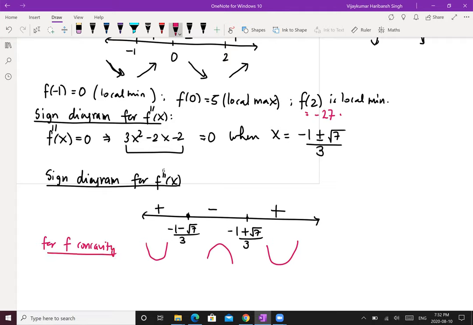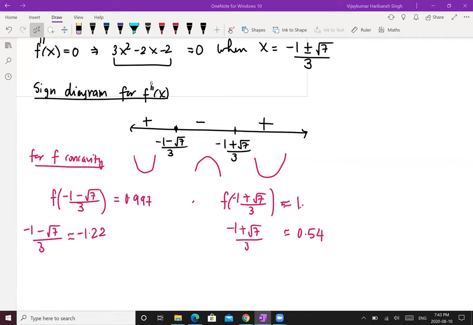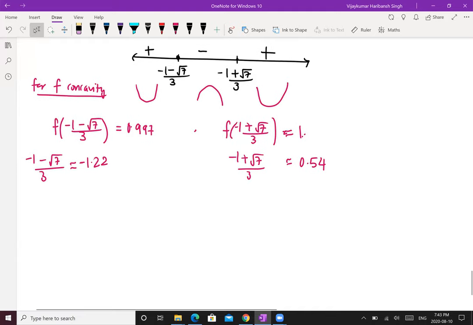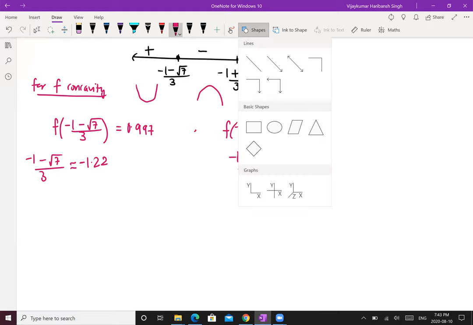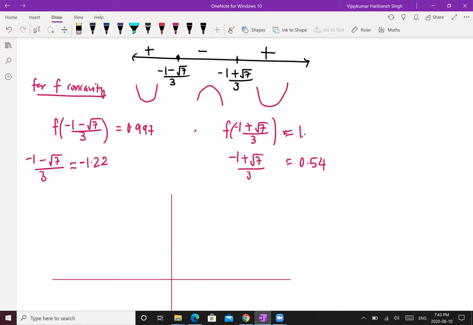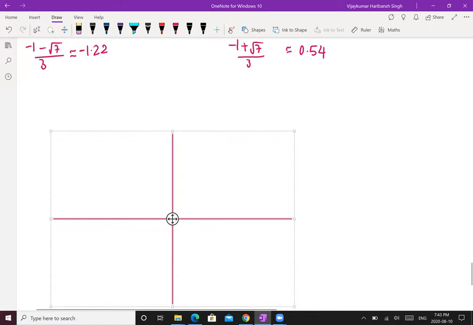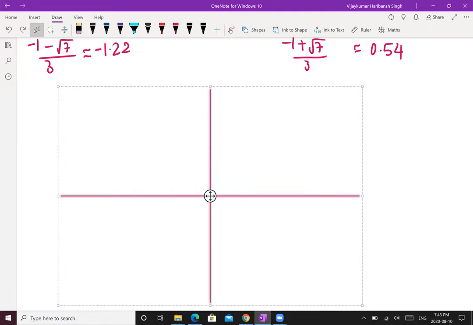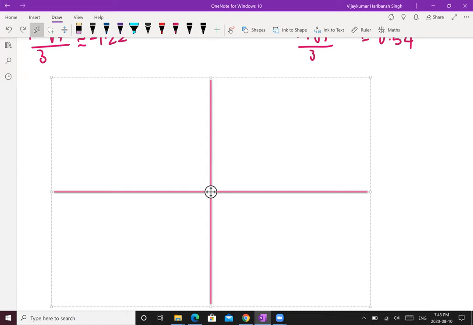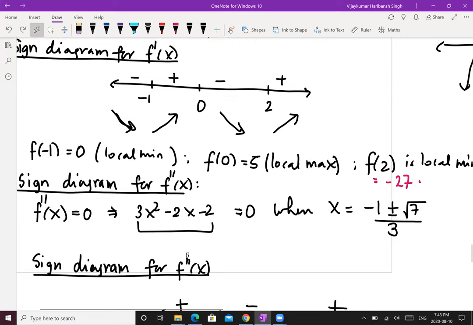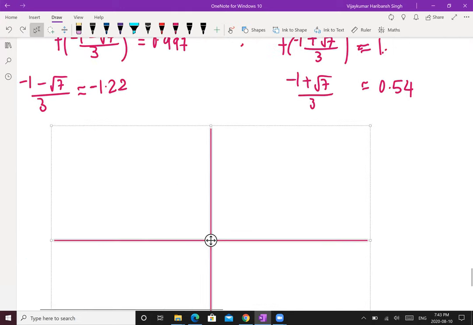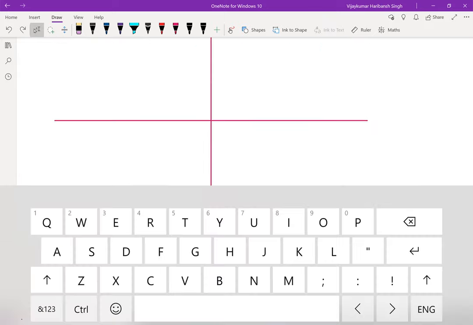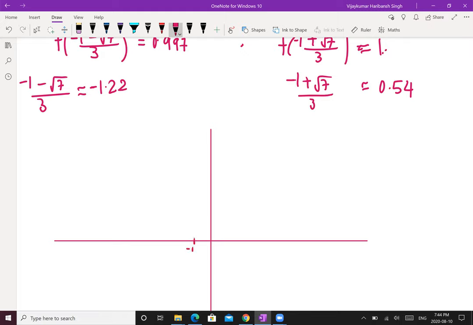Now we have all the information to sketch the graph. With this, we are now able to draw the graph of the function. We need to draw a bit further down. So first we need to find the critical points. The critical points are 0, minus 1, and 2. So let's see, what is the value at minus 1? We need to scale down the graph.